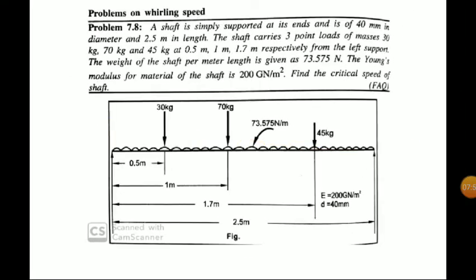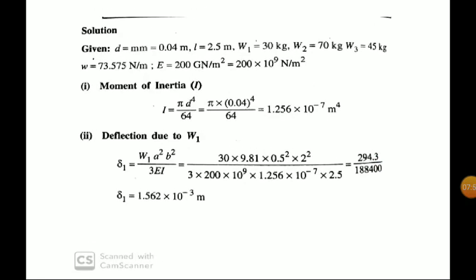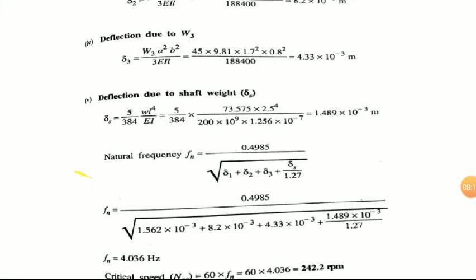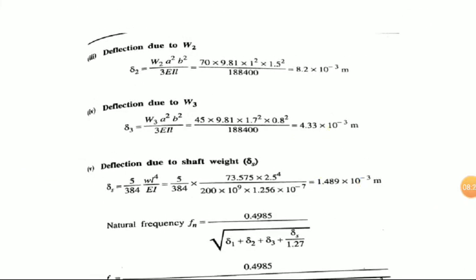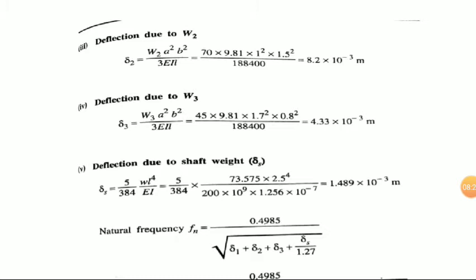This is the problem. So first we are finding the moment of inertia, that is pi d raised to 4 by 64. Then deflection due to point load. This equation also I have given you as a table in module 5 in system with several masses. So delta 1 equal to w1 a square b square by 3 EI. From that you get delta 1, then delta 2 due to w2 is the same equation. Then w3, the third point load.